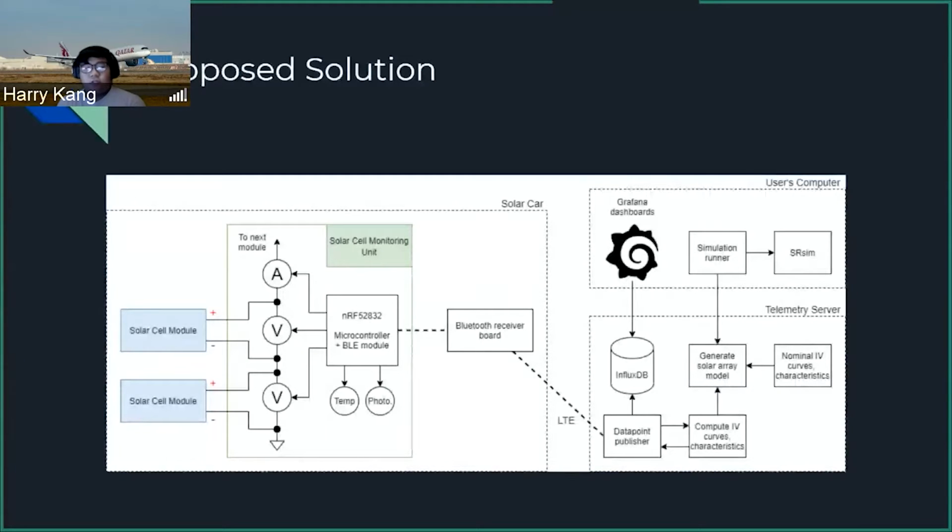So this is the architecture of our proposed solution. As you can see, it contains 3 main components: the solar car, the telemetry server, and the user's computer. For each solar cell pair, we will have a monitor board which will broadcast data through Bluetooth to the BLE receiver. The BLE receiver will then transmit those data to the telemetry server through LTE. The job of the telemetry server is to compute the IV curve, which is an important characteristic of a solar module, and detect deviation. When the deviation is higher than a certain threshold, we'll then alert the simulator to rerun the simulation with the latest solar array model.